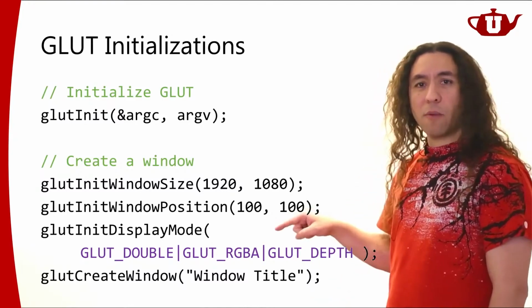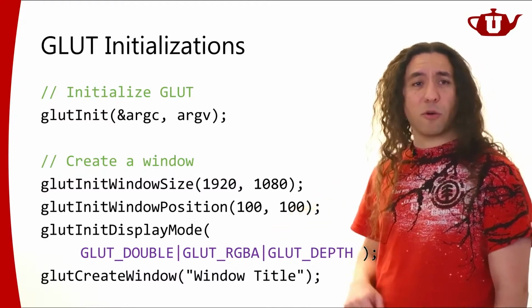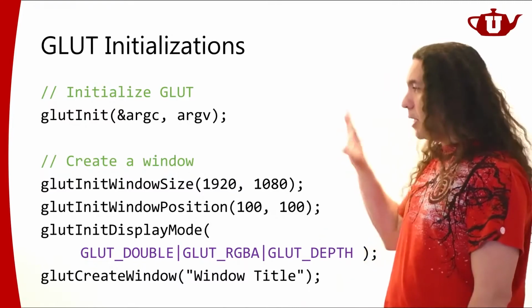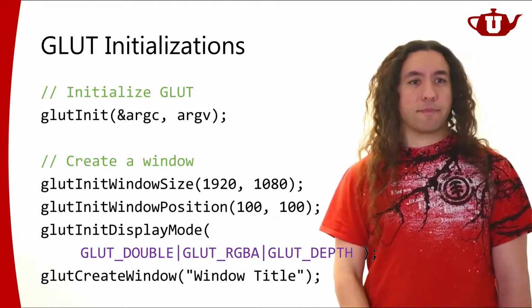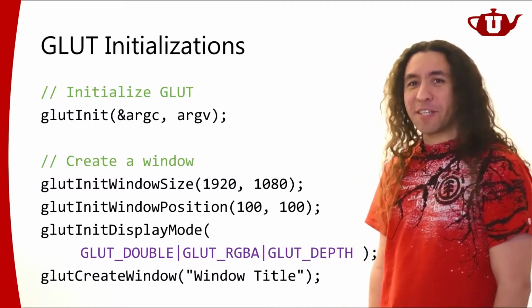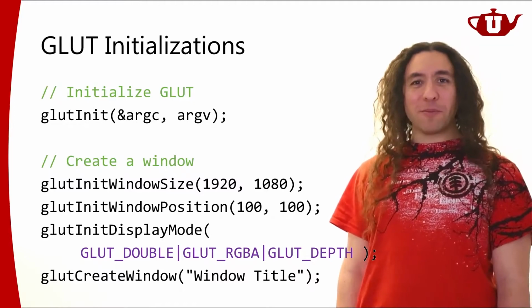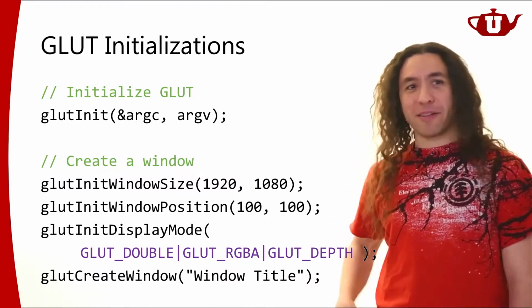So this is how we do the initialization. There are other initializations that you can do, but this is probably the most important one. And with these few lines of code, you will have a window. Now, just having a window is not sufficient. I have this window, but I want to be able to do stuff with that window. For example, I want to be able to draw something on that window.